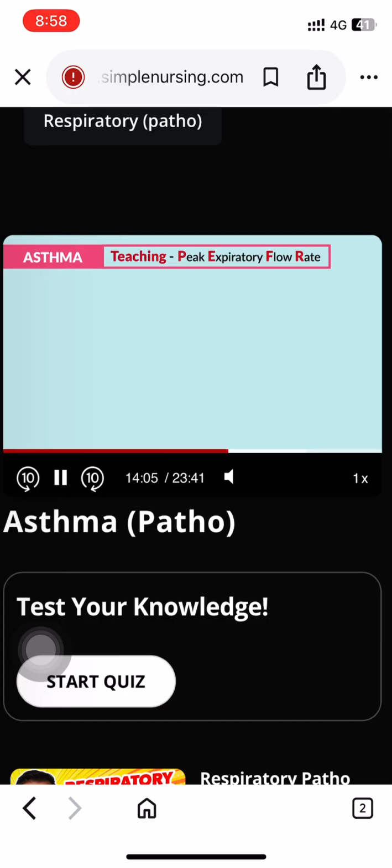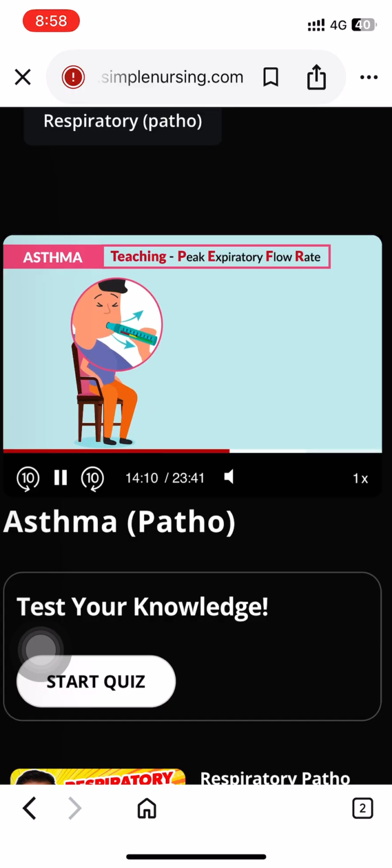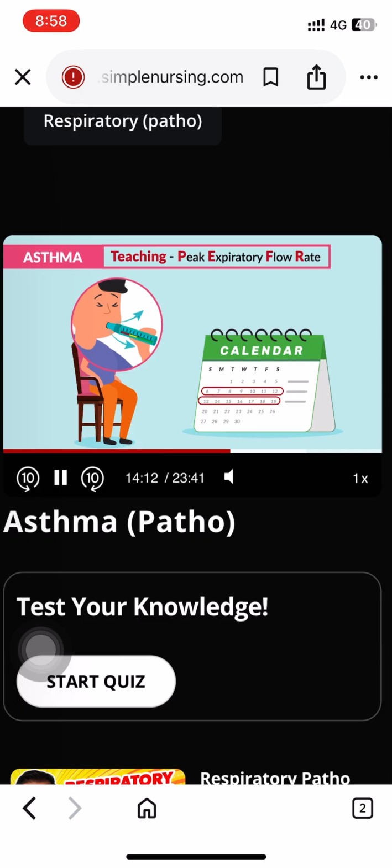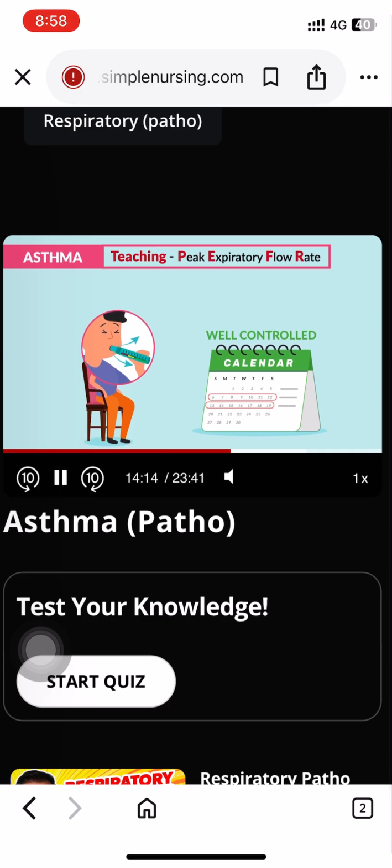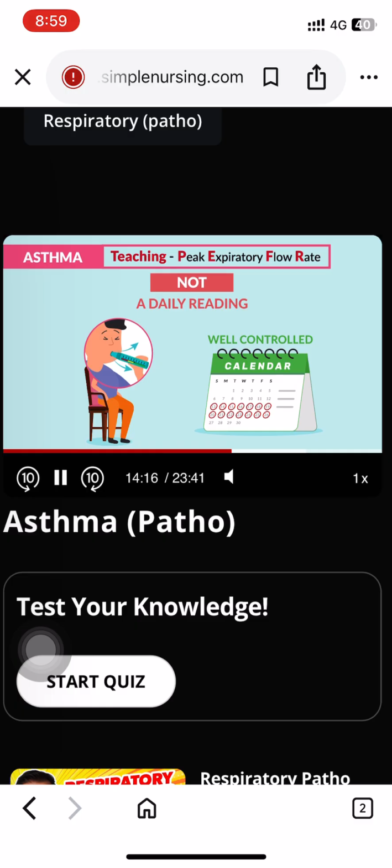And lastly, don't let the NCLEX trick you again. A personal best score is obtained over a 2-week period when asthma is controlled, and not from a daily reading or a daily best score.